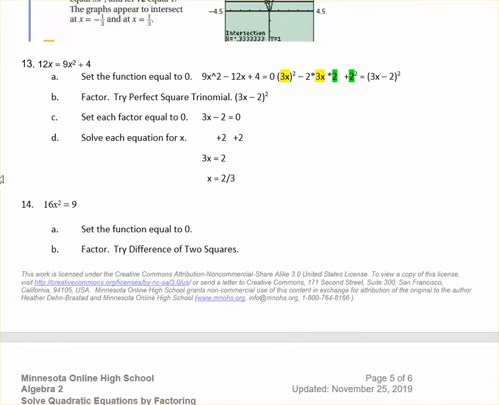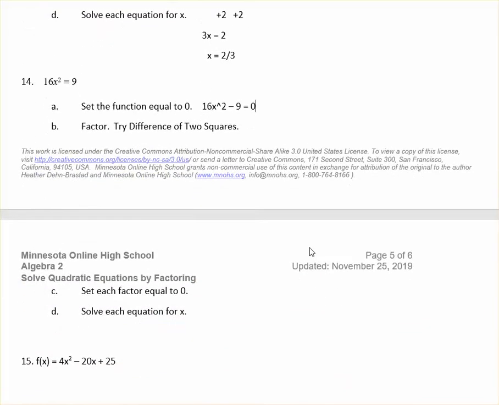And you will do the same thing for these other problems. So the first step on this one is to set it equal to 0. Let me just show you what that would look like. I would subtract 9 from each side, and I would have 16x squared minus 9 equals 0. And then you go ahead and factor. So this one says try difference of 2 squares.